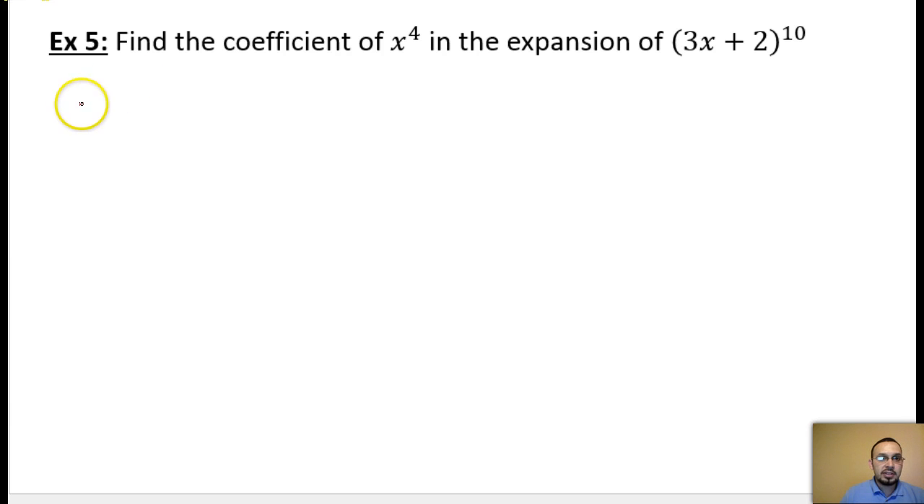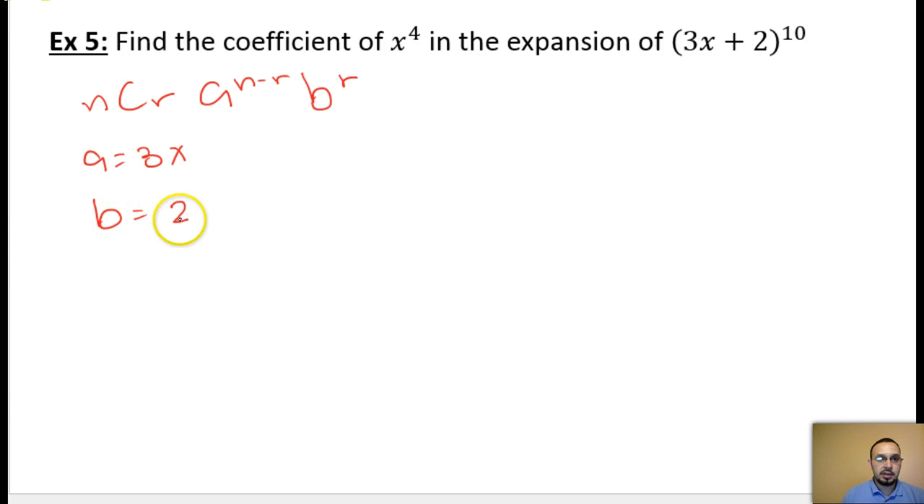Again, I'm going to want to use n choose r, a to the n minus r times b to the r. What is my a value here? Right. What is my b value? Okay. And what is my n value? 10. So we're going to use all of these. Everything we need is set for us. We just have to plug into the top formula. So let's go ahead and plug in.